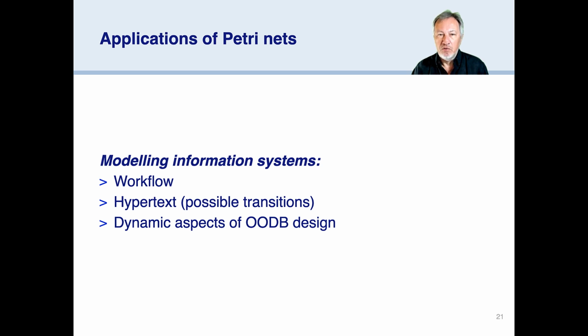Petri nets have been used for all sorts of different problems. For example, modeling workflow, modeling hypertext, and evolution of hypertext systems. And I've also mentioned active databases. They've also been used to model the dynamic aspects of active and object-oriented databases.